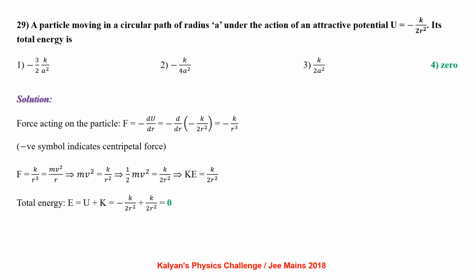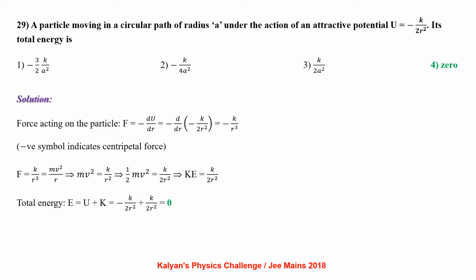A particle moving in a circular path of radius a under the action of attractive potential U equal to minus k by 2r square. Its total energy is? Force acting on the particle F equal to minus dU by dr, that is minus d by dr of minus k by 2r square, which comes out to be minus k by r cube. This force provides the necessary centripetal force.